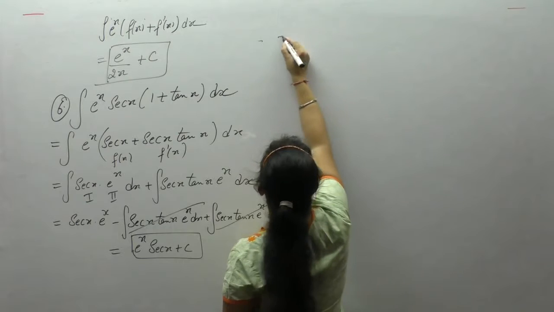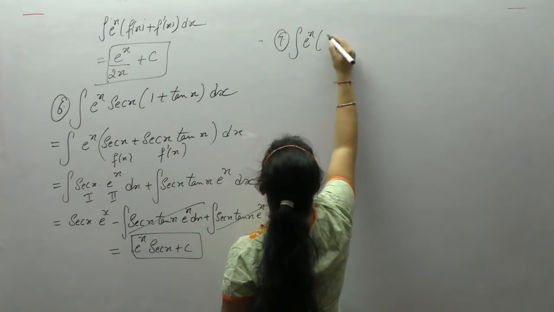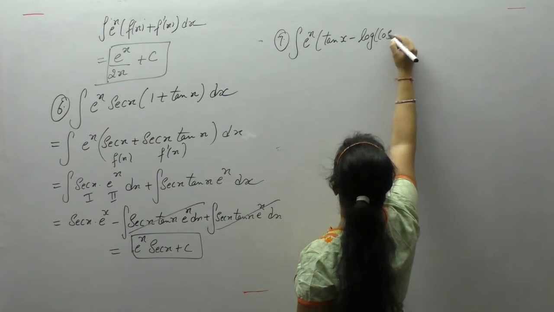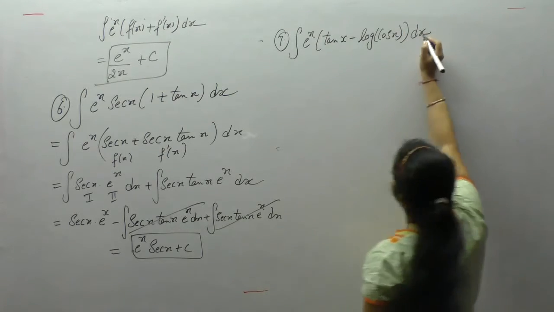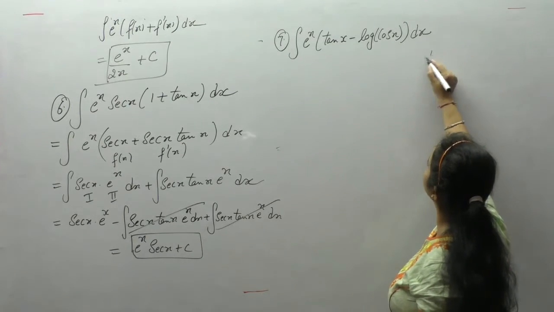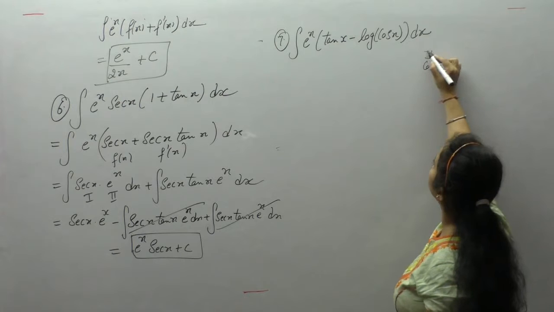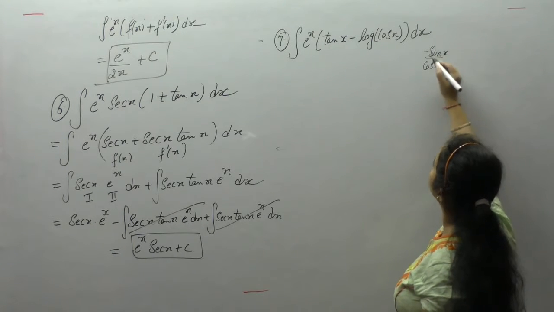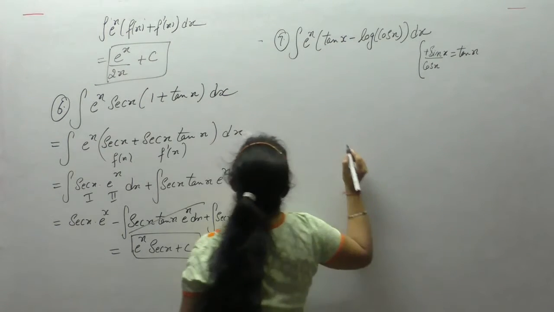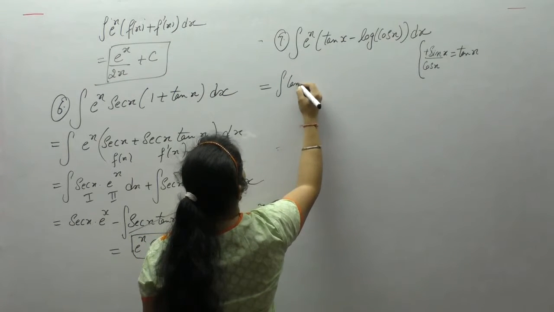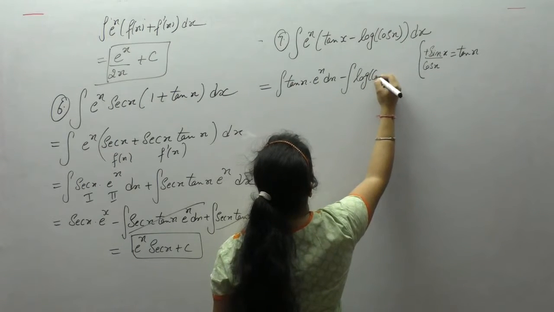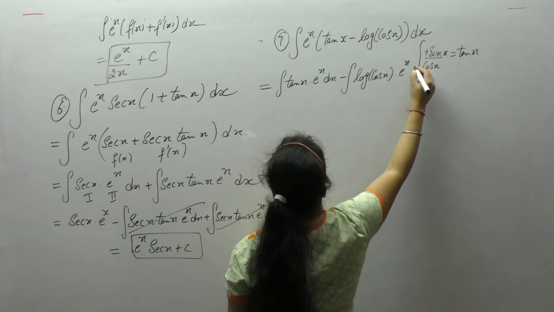Next is the integral of e^x [tan x minus log of cos x]. Now the derivative of tan x is sec squared x, the derivative of log x is 1 upon x, and the derivative of cos is minus sine. So what we get here is tan x into e^x dx minus log of cos x into e^x.